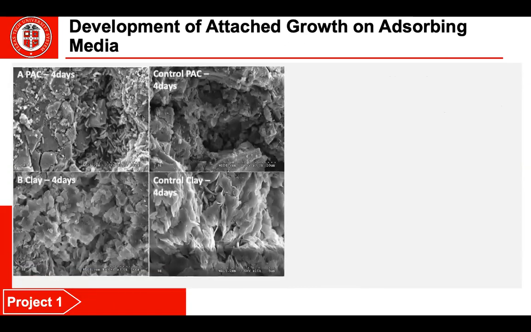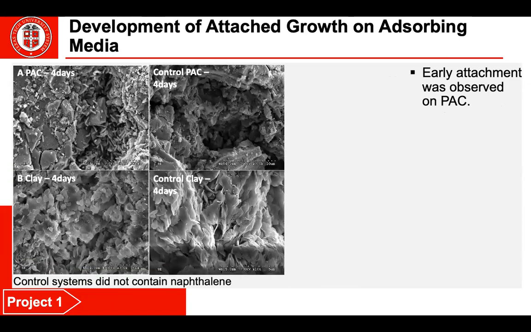We saw it in pictures as well. On my top here, I'm showing activated carbon systems. On the bottom is clay. And this is 4 days into the experiment. You can see that 4 days into the experiment, looking at my top left here, there is a full suite of organisms that are colonizing pore spaces inside the activated carbon. You don't see it in the control ones that didn't have naphthalene present, but you completely don't see it in either of the clays.